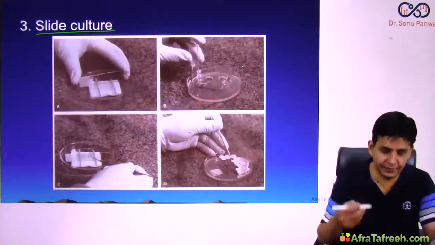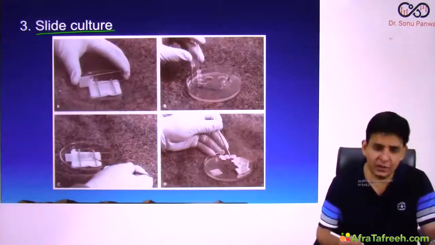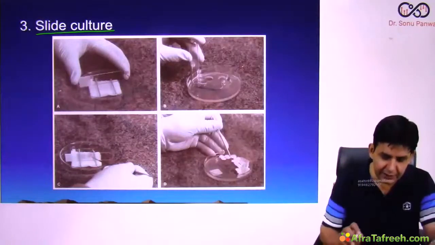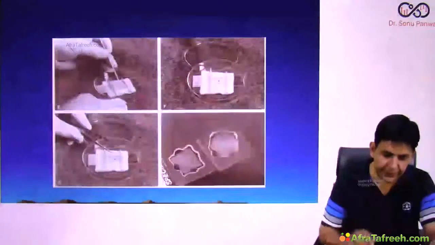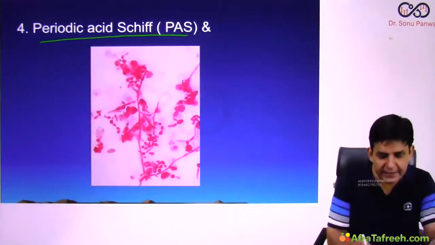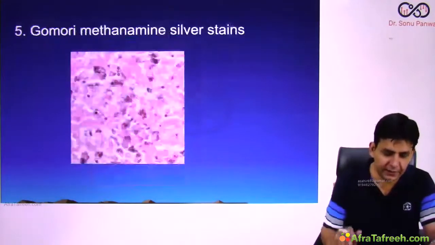Like in the Zygomycetes family, like in Aspergillus and all, you go for slide culture, and you do it by these procedures. Now, another stain which is being used is PAS, that is periodic acid Schiff. So we are going through the various fungal stains.